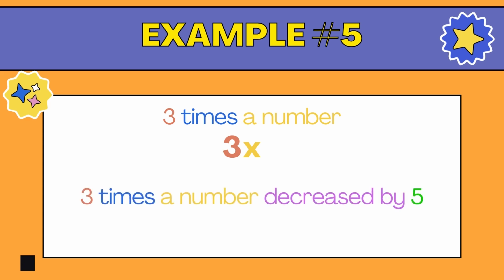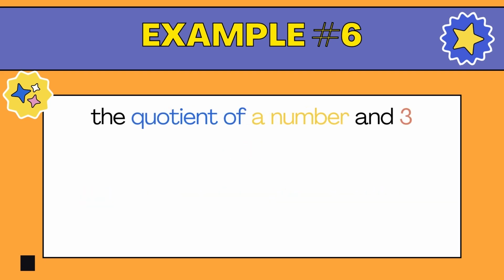Let's take this one a step farther. 3 times a number decreased by 5. We already know 3 times a number is 3x. Decreased by is one of the keywords for subtraction. And then since it's decreased by 5, we can write that as minus 5. So 3 times a number decreased by 5 can be written as 3x minus 5.